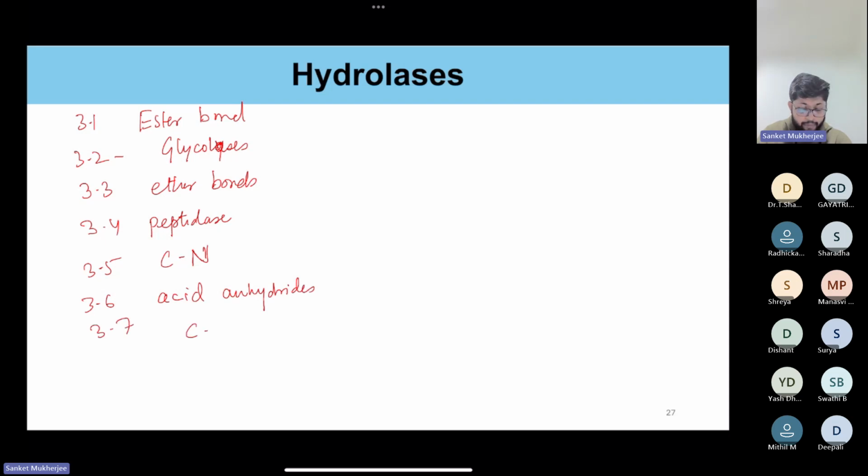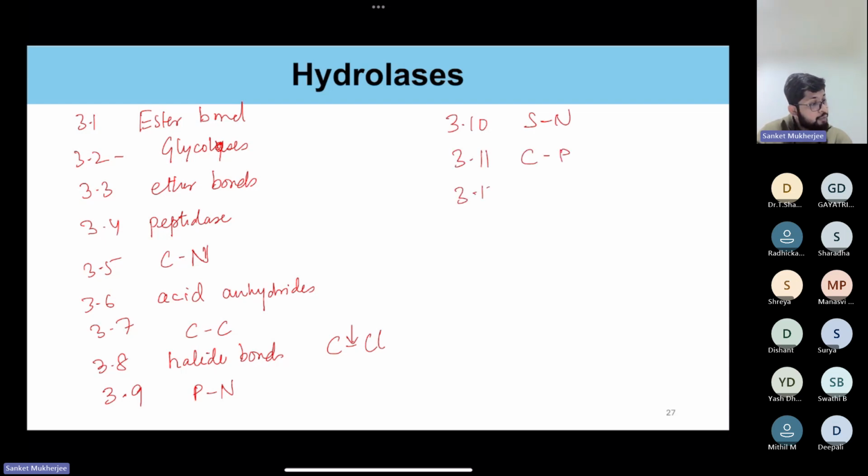3.7 acts upon carbon-carbon bonds. 3.8 acts on halide bonds, for example, C-Cl bonds with halogen. 3.9 acts on phosphorus nitrogen bonds. 3.10 on sulfur nitrogen bonds. 3.11 on carbon phosphorus bonds. 3.12 on sulfur sulfur bonds. So they basically break these bonds using water. 3.13 is on carbon and sulfur bonds. So this is all about hydrolases.